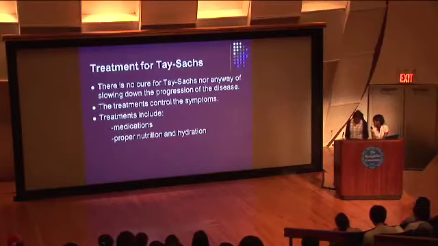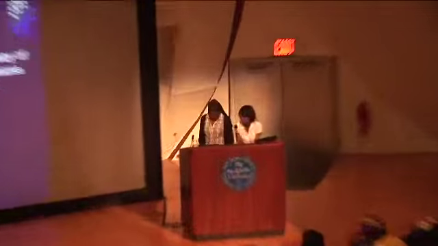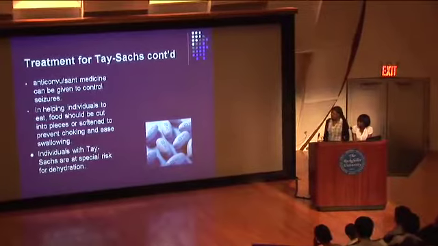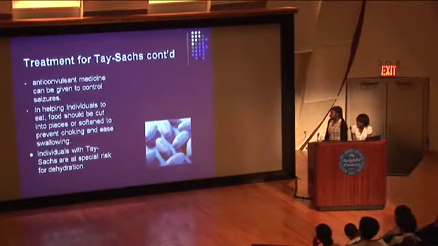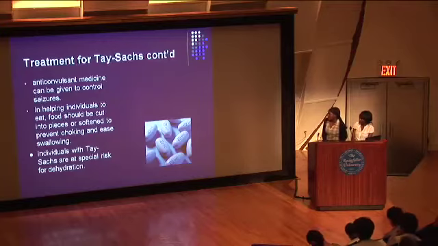Treatments for Tay-Sachs. There is no cure for Tay-Sachs nor any way of slowing it down. The treatments control the symptoms. Treatments include medicine and proper nutrition and hydration. People with Tay-Sachs are usually dehydrated, so they need a lot of water and liquids. And anticonvulsant medicine can be given to control seizures.